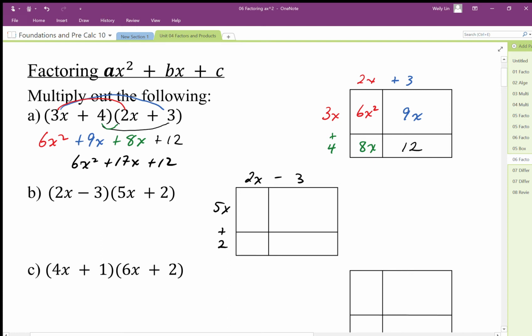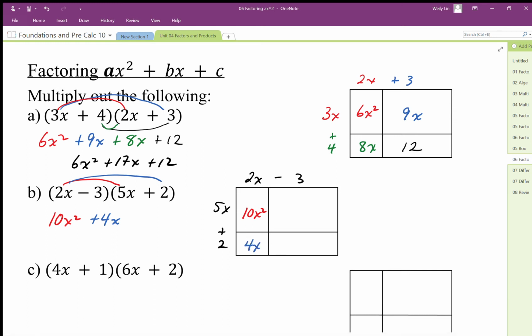Okay, so let's take a look at this. We're going to distribute this out. So again, I'll keep color coding this. So 2x times 5x is 10x squared. So there's our 10x squared. We have our 2x times 2, which is plus 4x. 2x times 2 is our 4x down here.